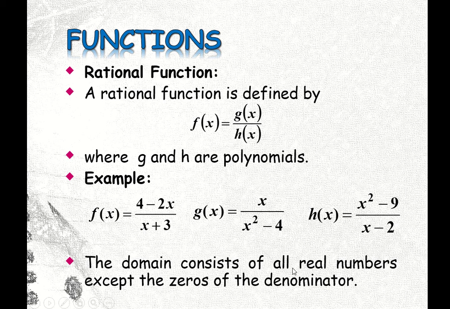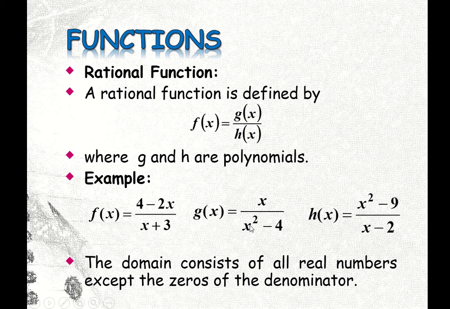So the domain consists of all real numbers except the zeros of the denominator. So what does it mean? Whatever the value of x that can make this denominator equal to 0, that is not included in the domain. So that's why we have here except the zeros of the denominator. The values of x that can make the denominator 0 are excluded from the domain.